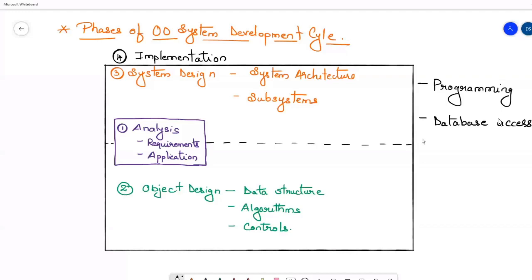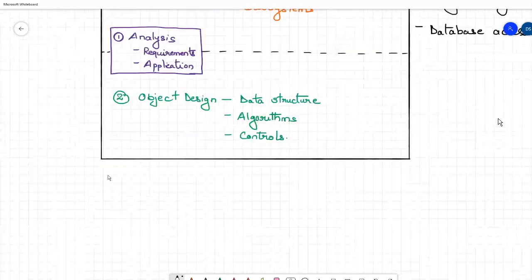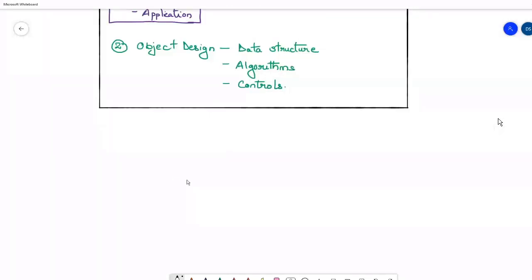Now we'll see a few terms which play an important role in OODM. As we will be studying the subject in detail, we should be aware of these terms and their importance, and how these would help us to complete the modeling, complete the analysis phase, and complete the design of a particular project. So I'll start with the terms which are used in object-oriented design and modeling.